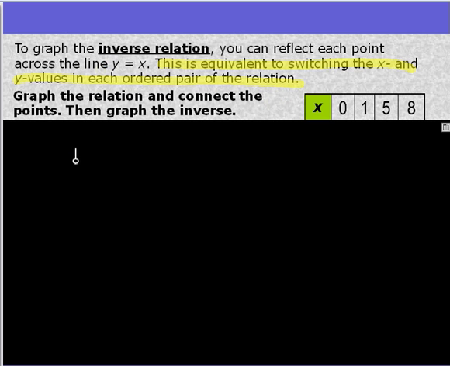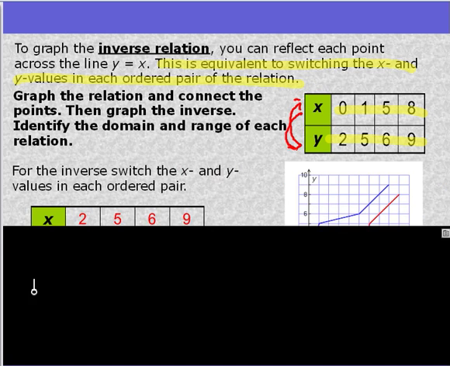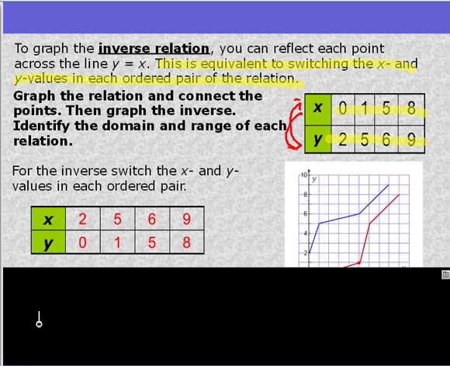So it says graph the relation, connect the points, and then graph the inverse. So here is our relation, here are x values, here are y values. So we're going to graph those ordered pairs, and I'm going to show you that in just a second. The inverse, then, we're just going to be switching. So these are going to go up to become x values. These are going to go down to become your y values. So here's the table, and you can see x and y values have been reversed.